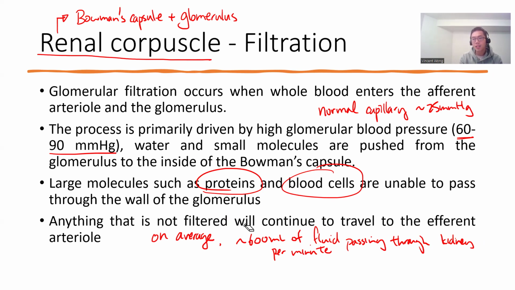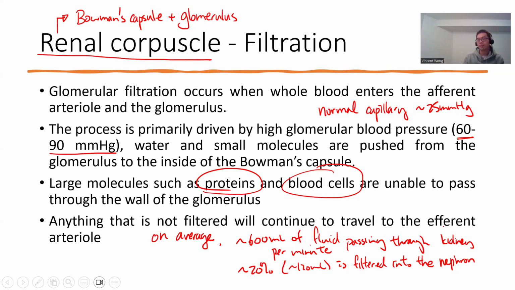And approximately 20%, okay, 20% of 600 is about 120 milliliters. About 20% of this fluid is filtered into the nephron at this first step, at the filtration step. Okay.